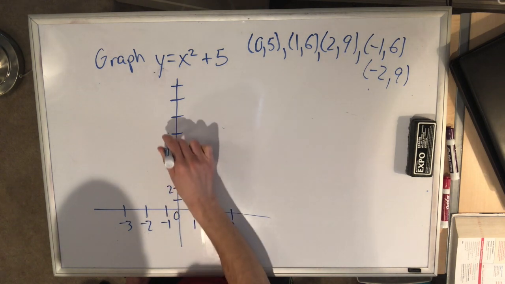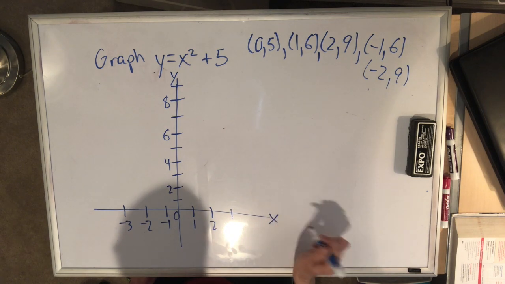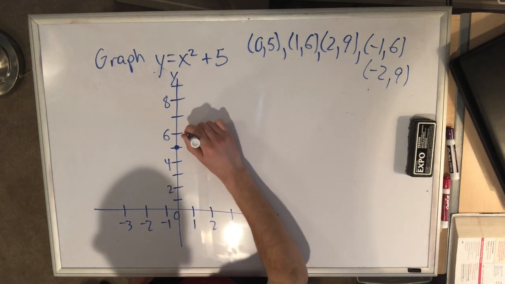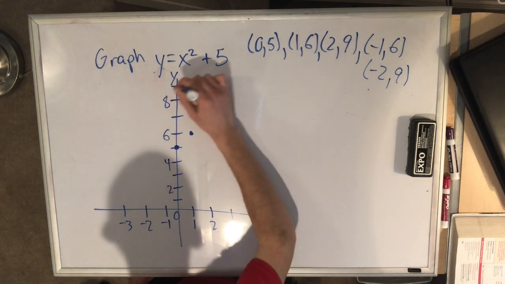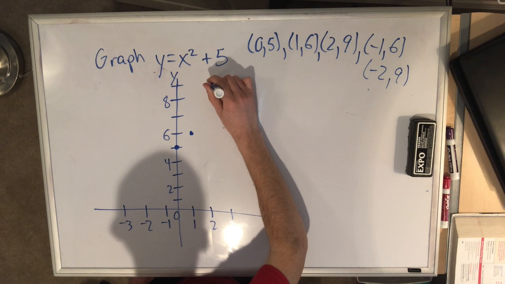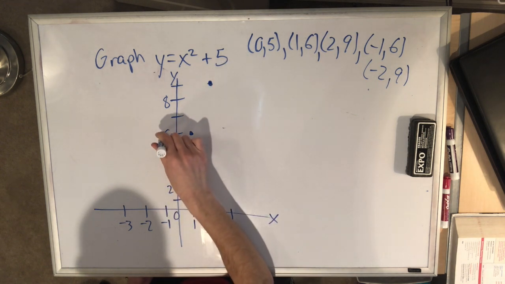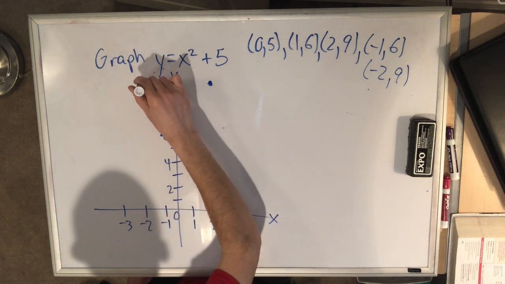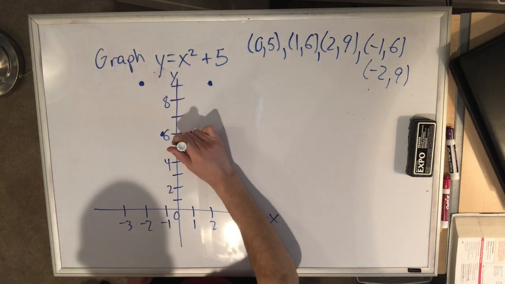Two, 4, 6, 8 on the y-axis. Okay, so 0 comma 5 is right here. 1 comma 6 right there. 2 comma 9 up here. -1 comma 6 is over here. -2 comma 9 is over here. Connect the points, it forms a parabola.